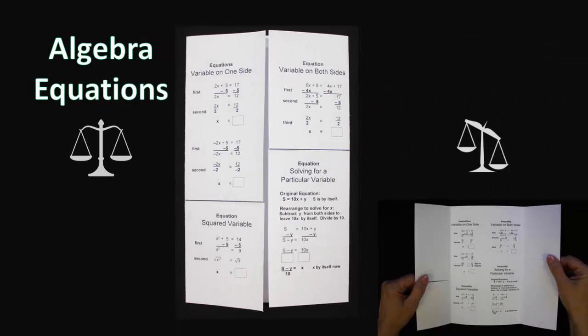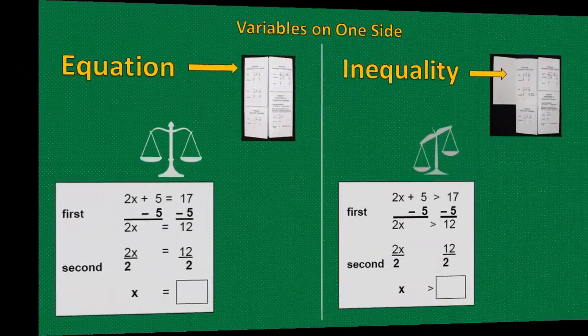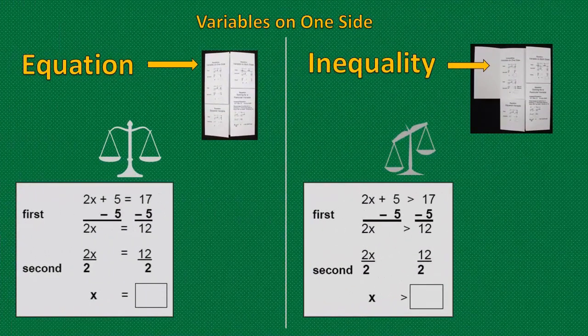In this lesson, we will look at algebra equations, and we will learn about equations and inequalities. The equations are on the outside of the foldable, and the inequalities are on the inside of the foldable. Our first problems have variables on one side. A variable is a letter that is representing an amount that we don't know yet. Our goal will be to solve the mystery of how much that variable is representing.